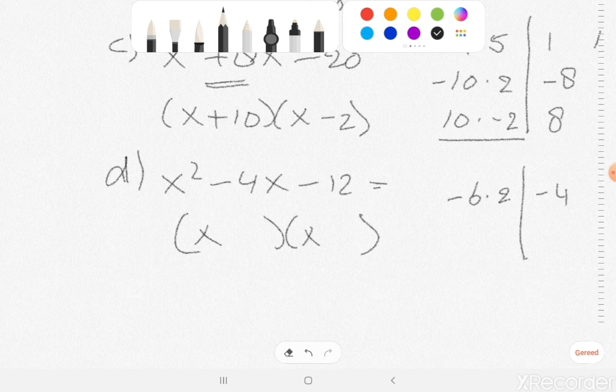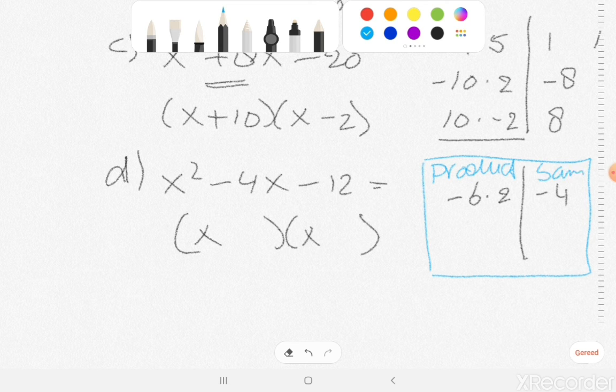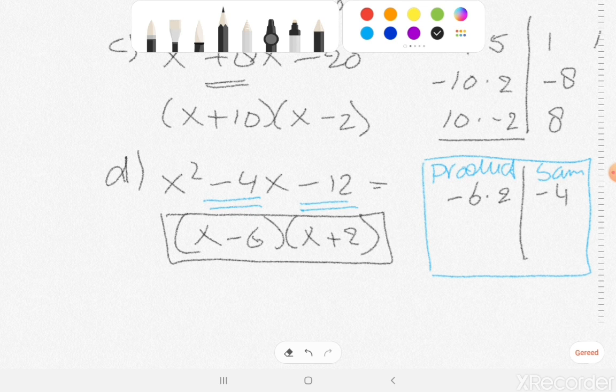So you need to try with the table, there the product, and here the sum. And that's the reason it is called the product sum method. This number needs to be the product, and this number needs to be the sum. So we found minus 6 and 2, so x minus 6 and x plus 2 is the answer. So x squared minus 4x minus 12 is exactly the same as x minus 6 times x plus 2.